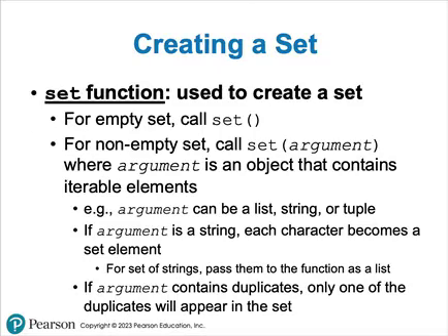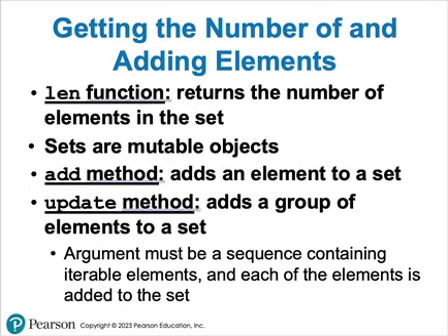A set has to be unique, so if you pass duplicate items in the argument list, it is going to only put one occurrence of that in the set. Just like a lot of things that have multiple items, you can call the length function and it will return how many elements are in the set. Sets are mutable, which of course means they can be changed. There is an add method to add a single element to a set.